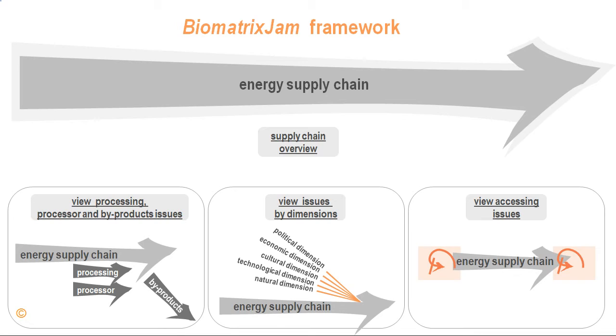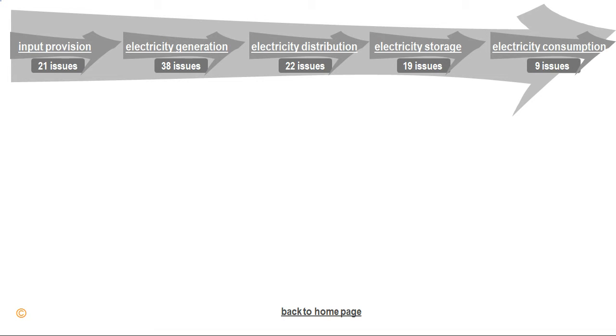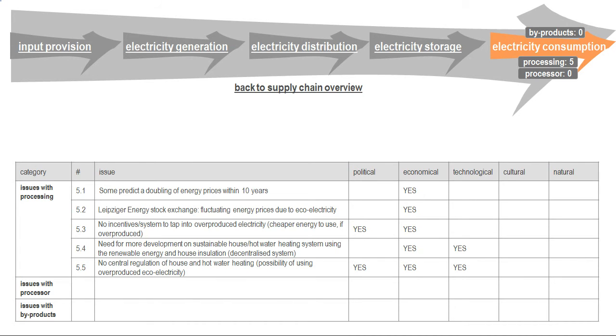Let us have a look at the issues categorized by processing, processor and byproducts. Here we can choose which part of the supply chain we want to zoom into. By clicking on electricity consumption, we can look at the list of the issues in that particular area. Some of the issues highlighted in the documentaries were related to processing, prediction of doubling of energy prices within the next 10 years, lack of incentives to tap into overproduced electricity, and so on. We can see that there is a number of blank boxes that need filling in by relevant stakeholders.